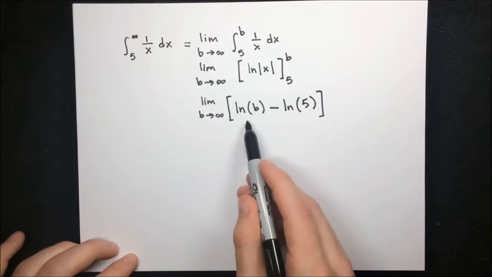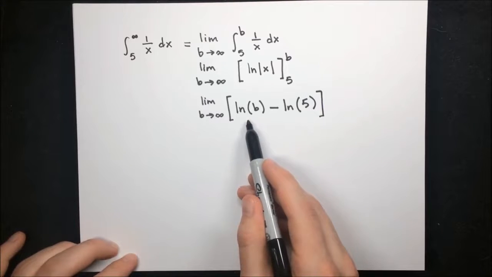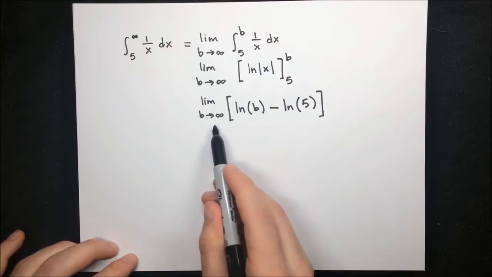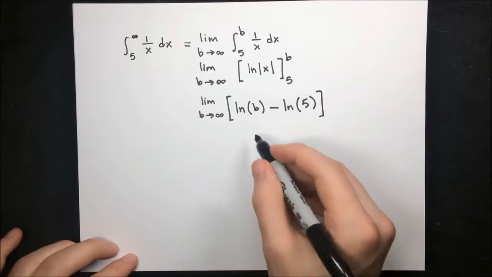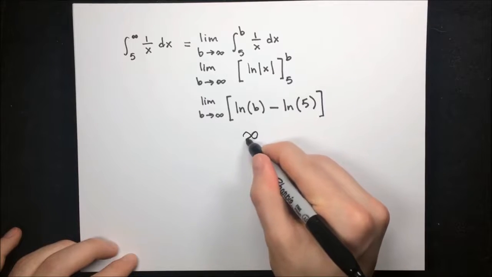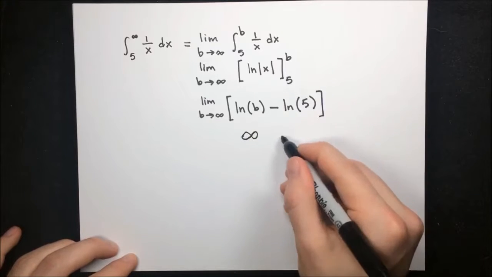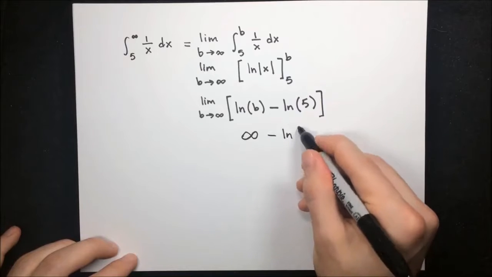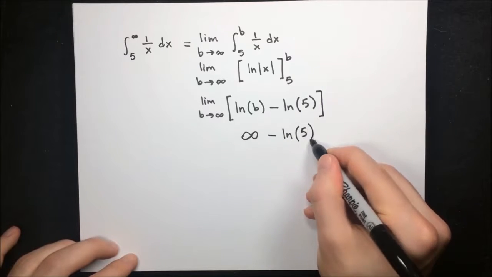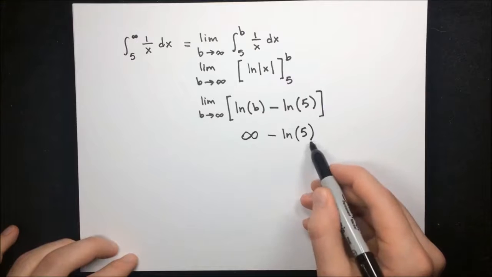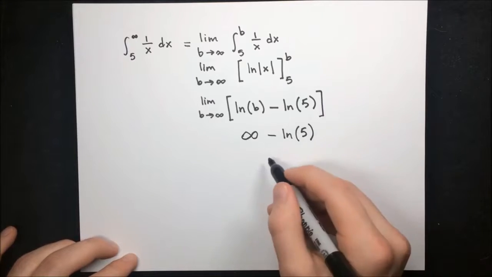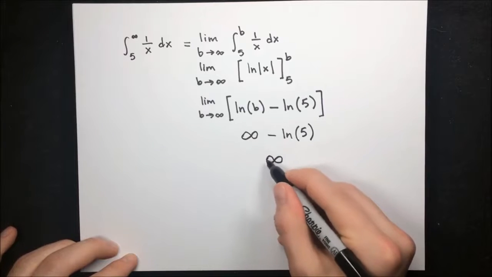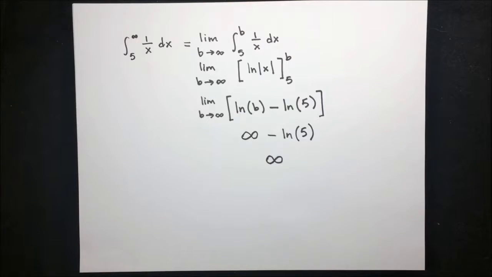Now, natural log is an unbounded function, meaning as the input gets bigger and bigger, so does the output. So the limit as b approaches infinity of natural log of b is infinity. Natural log just keeps growing without bound. And then the minus natural log of 5 just stays the same. It's a constant, so it's not affected by the limit. And if something's tending towards infinity and you subtract some constant from it, well, it's still going to be tending towards infinity. So that is the result, infinity.